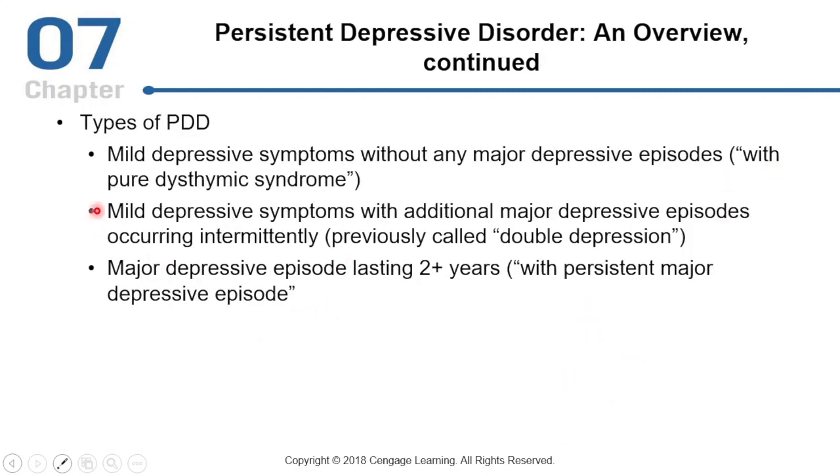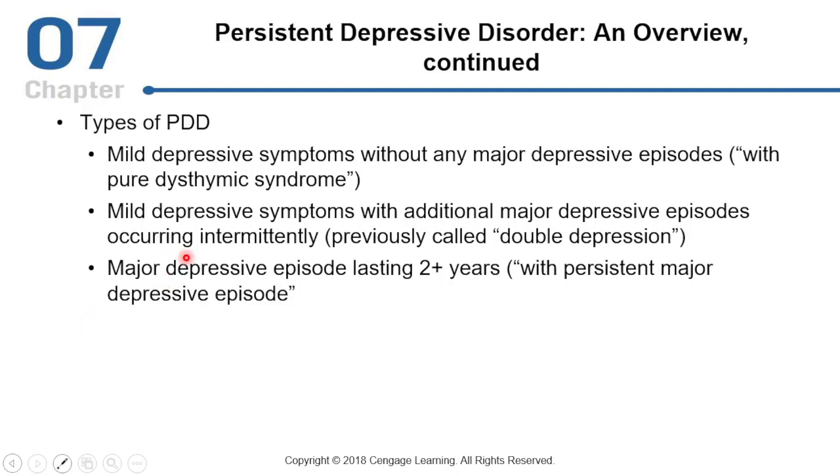Next one. The types of PDD or persistent depressive disorder. So we have the mild depressive symptoms without any depressive episode. So ito yung pure dysthymic syndrome. Okay, and then we also have the mild depressive symptoms with additional major depressive episode occurring intermittently. Before it was called double depression. This was in the DSM-IV-TR.